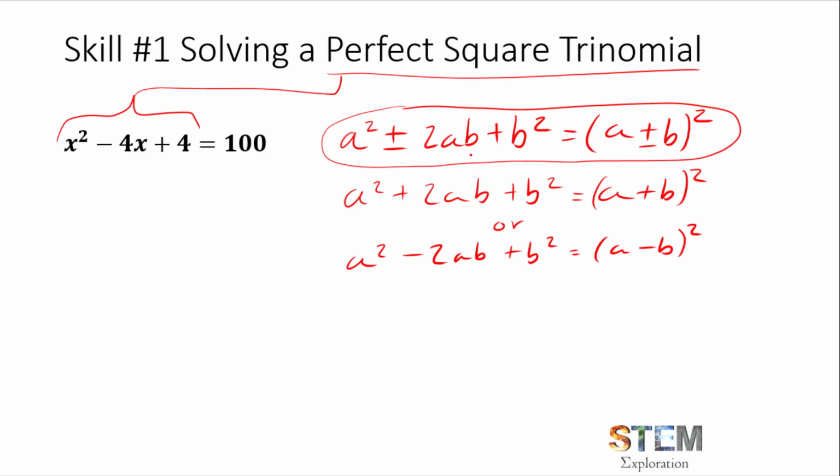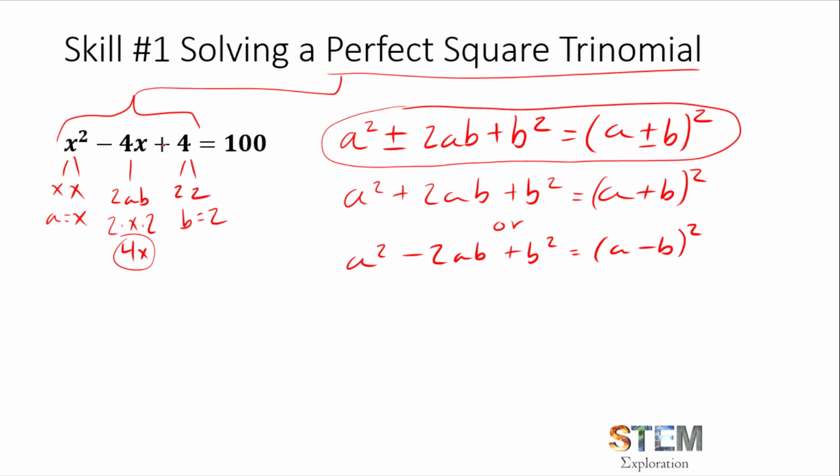It's really useful. What you're looking for is that if you see an equation like this, you can split the x's, where a is equal to x, and you split the 4 into two 2's, so b is equal to 2. Then you're lucky enough to see that this is equal to 2ab, so 2 times x times 2 equals 4x, and that confirms that this half of the equation is a perfect square trinomial.